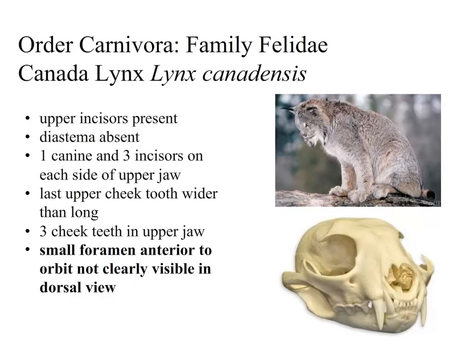And jumping family again, this is from the Felidae family, so this is the Canada lynx, so still a carnivore, so those same features. We've got upper incisors, we've got a diastema, 1 canine, 3 incisors in each of the upper jaw. We've got all those carnivorous features, so binocular vision, but I want you to look at the shape and the structure of this particular skull.